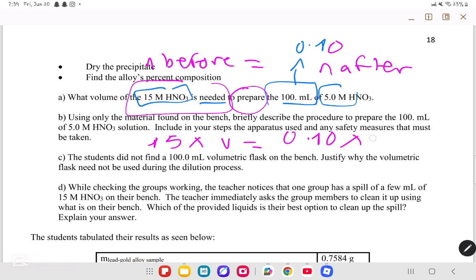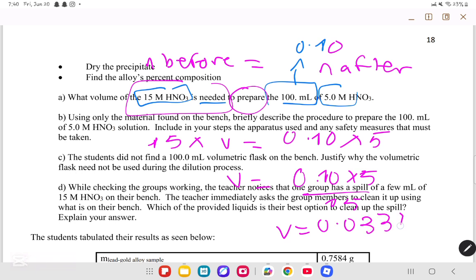0.10 times 5, so volume times concentration. After solving, V is 0.10 times 5 over 15. So V is 0.033 liters, but if you want to change it to milliliters, you multiply by 1,000. And when you multiply by 1,000, it is 33.3 milliliters, right? So that is part A done.